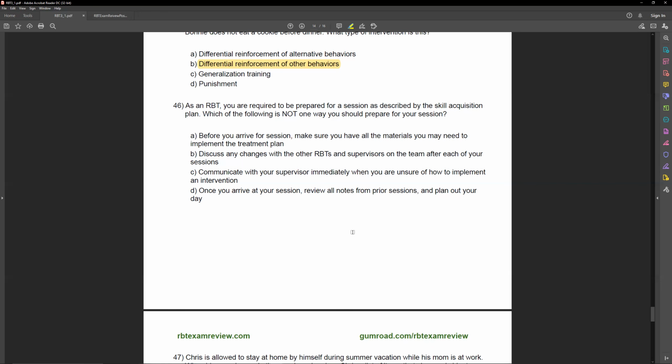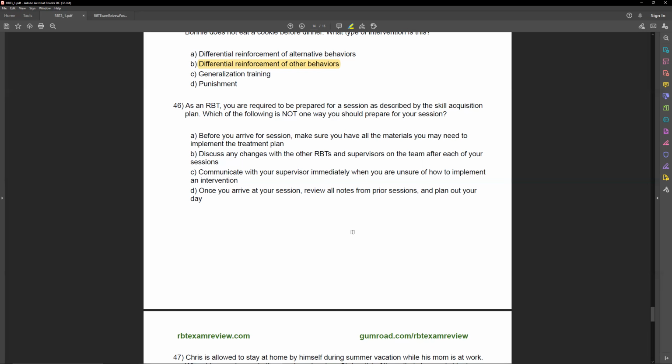B, discuss any changes with the other RBTs and supervisors on the team after each of your sessions. Sure. After you have a session, something happens that you feel is important. So you tell your supervisor, you tell the other RBTs on the team, and you make everyone aware. Remember, collaboration is crucial to good treatment. So B is great. C, communicate with your supervisor immediately when you are unsure of how to implement an intervention.